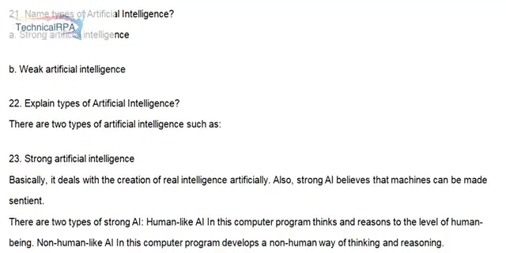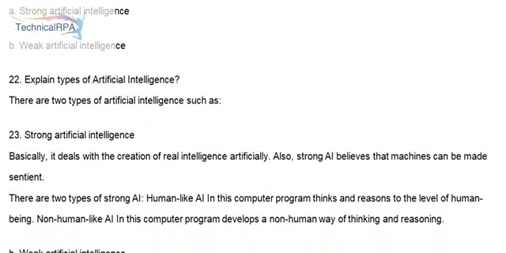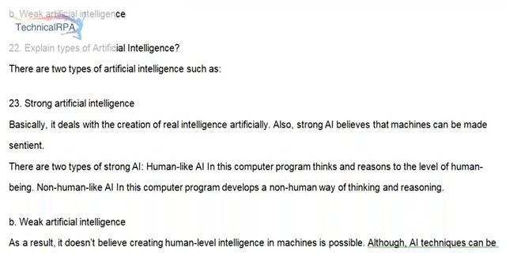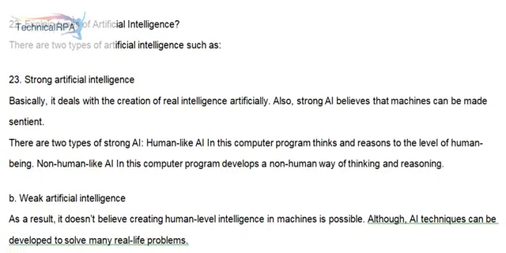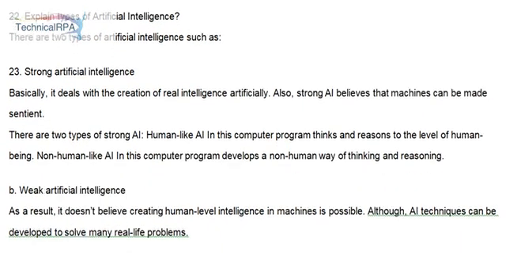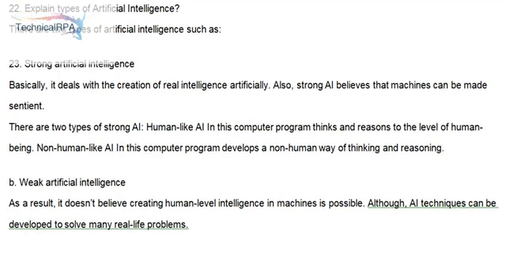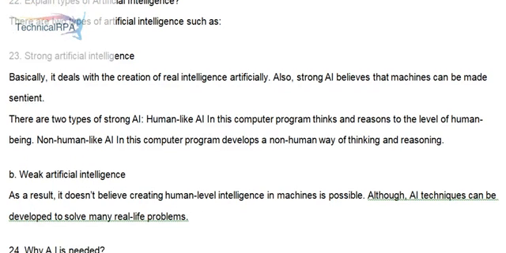22. Explain types of artificial intelligence. There are two types of artificial intelligence. A. Strong artificial intelligence. Basically, it deals with the creation of real intelligence artificially. Also, strong AI believes that machines can be made sentient. There are two types of strong AI. Human-like AI: in this, the computer program thinks and reasons to the level of a human being. Non-human-like AI: in this, the computer program develops a non-human way of thinking and reasoning.